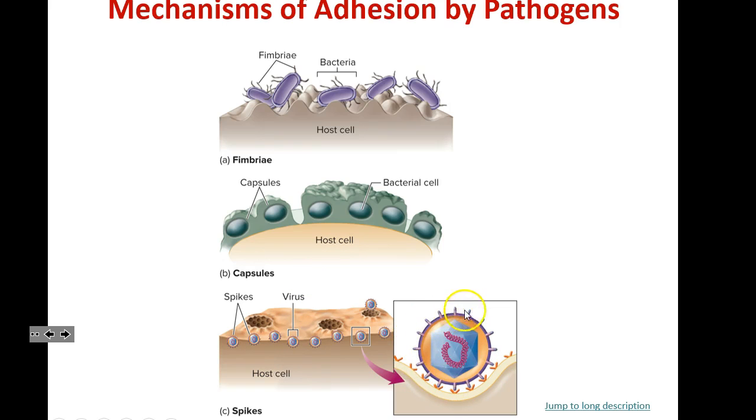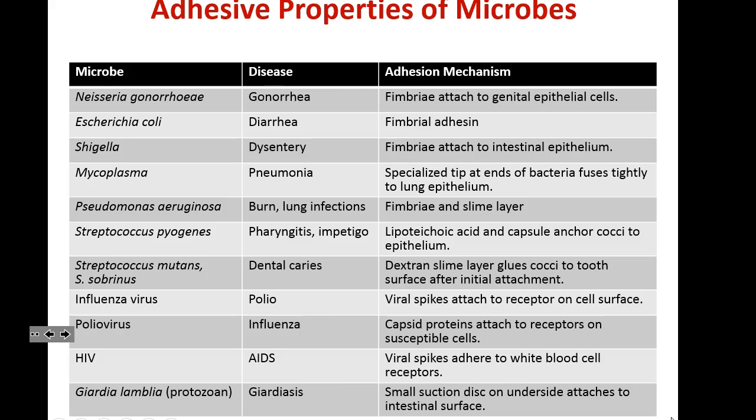Are viral spikes only found on enveloped viruses, or are they also on naked viruses? Both. We know that we have spikes on enveloped viruses and spikes on naked viruses. Naked viruses just don't have an envelope. All right. There are some adhesive properties of microbes.